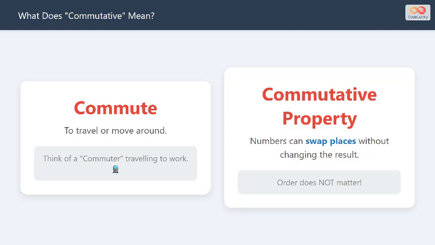First, let's understand the word itself. Commutative comes from the word commute, which means to travel or move around, like traveling to work. In mathematics, the commutative property simply means that numbers can swap places or move around without changing the final result. If you remember that commute means to move, you will always remember this property.